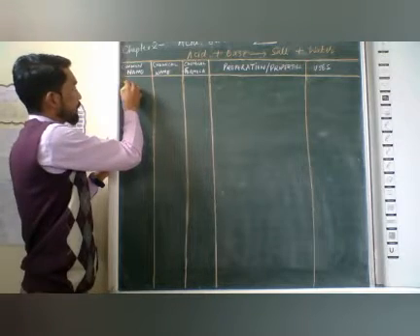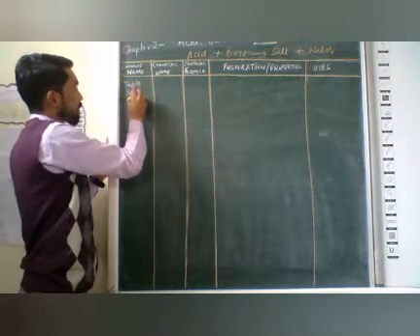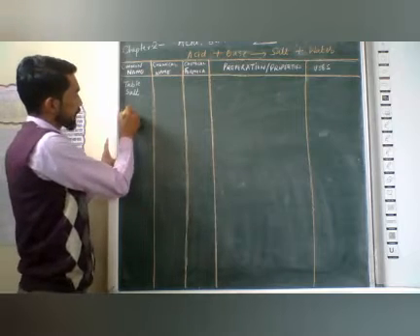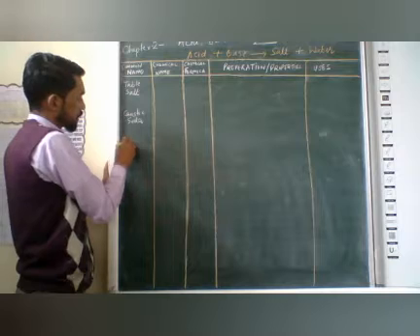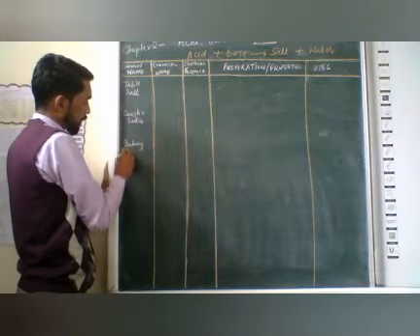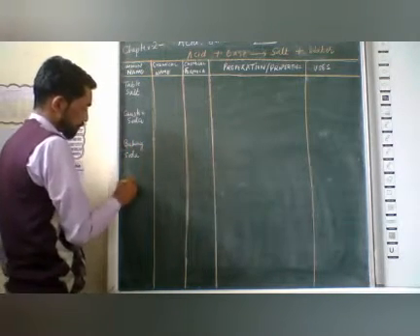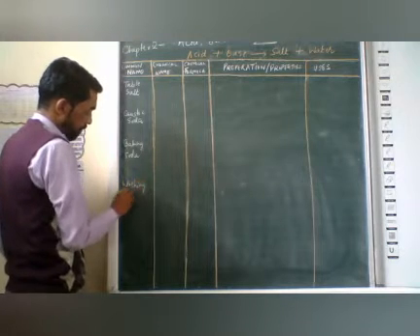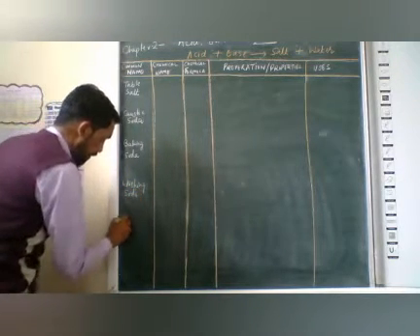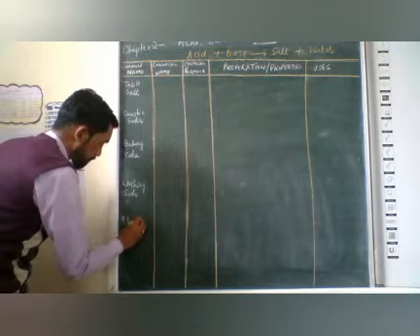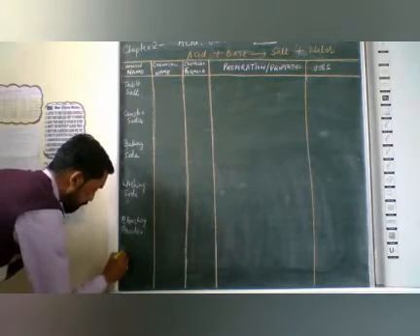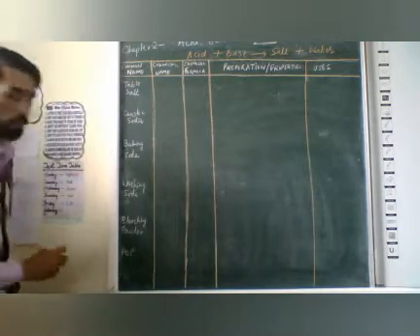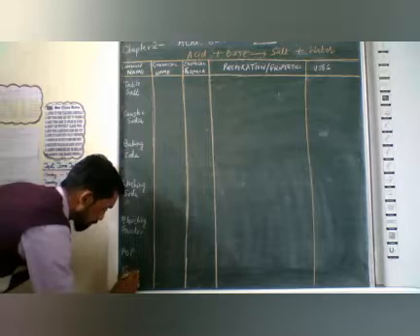First is table salt, second is caustic soda, third is baking soda, fourth is washing soda, fifth is bleaching powder, and sixth is POP, plaster of Paris, plus gypsum. Plaster of Paris and gypsum we will study today.